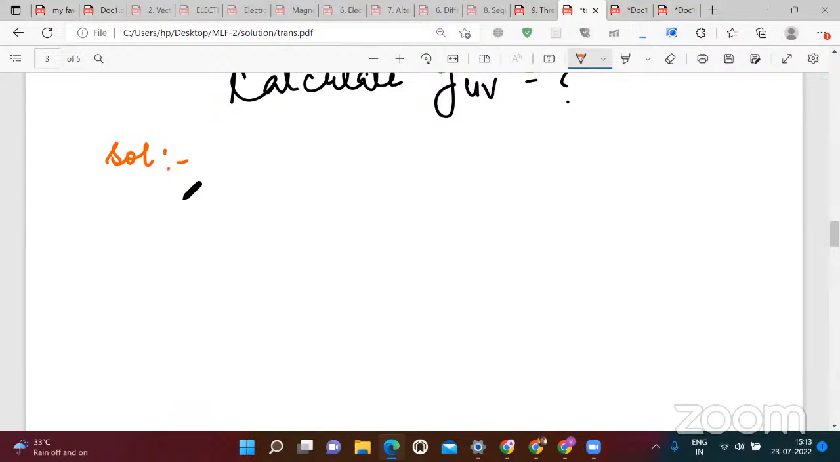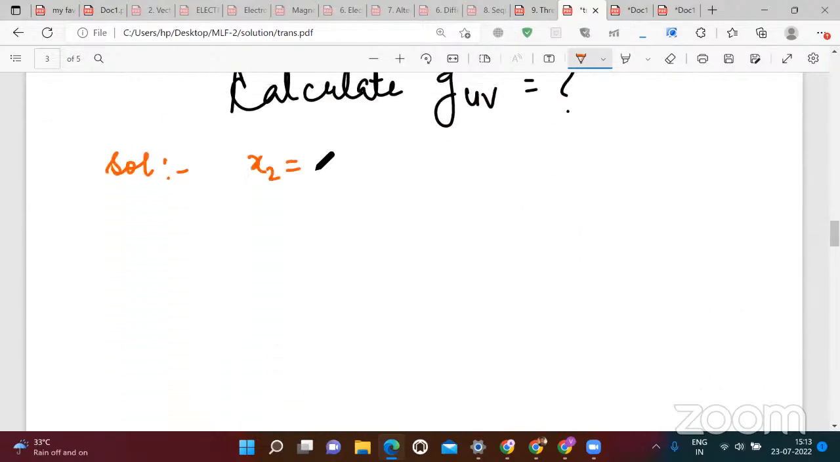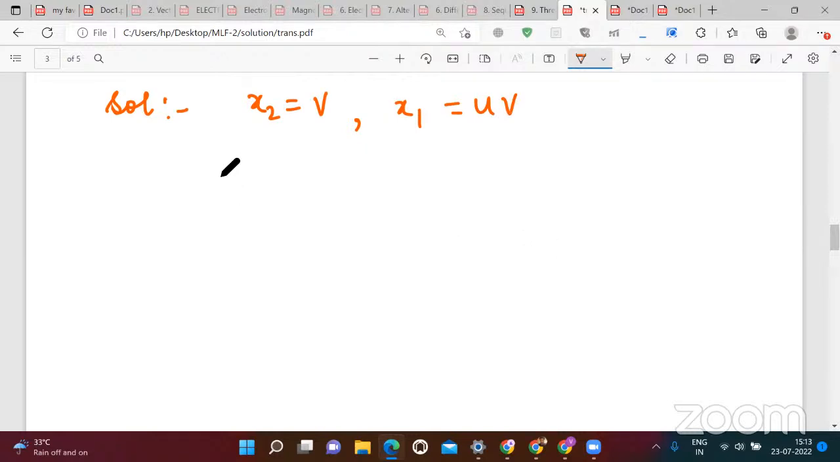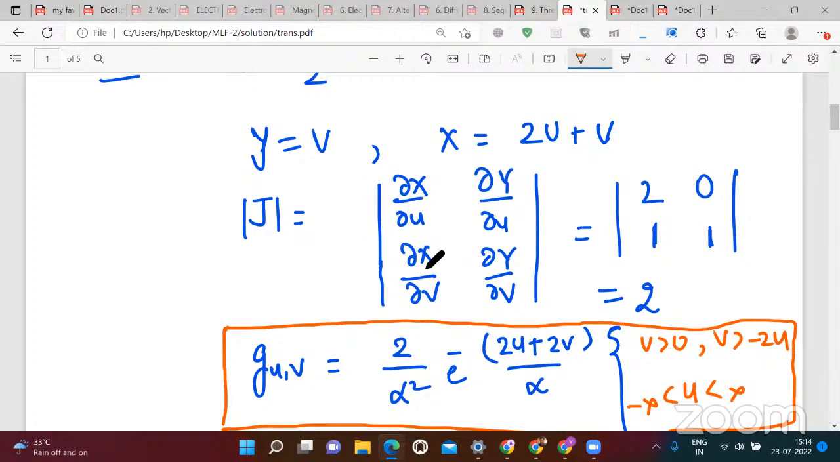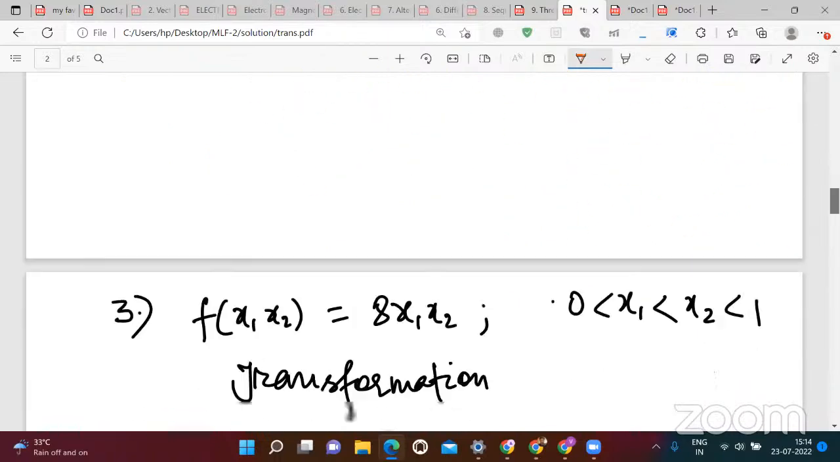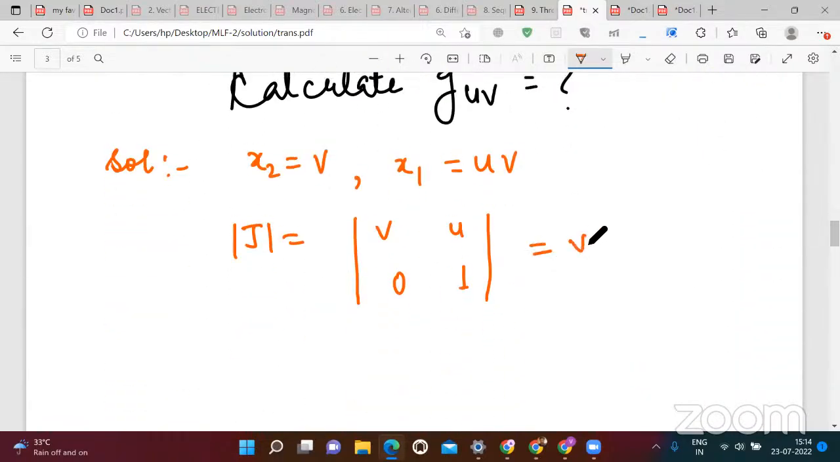The first thing you need to calculate is to express x1 and x2. So x2 is v, and x1 you can write directly as uv. Okay, and x1, x2 you have. Now you can calculate the Jacobian. The Jacobian is what? You'll get v here, u here, 0 here, and 1 here, right? Even if you interchange these two, or somehow forget the equation in this Jacobian, and write dx by dv here and dy by du here, there won't be any change in the final answer. Okay, so the Jacobian is v for us, right?